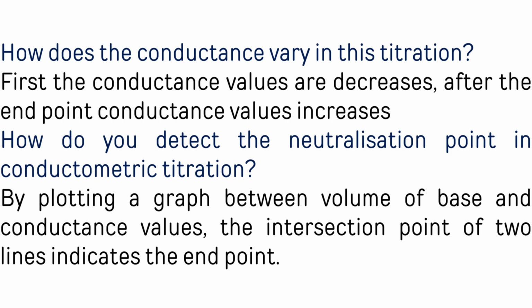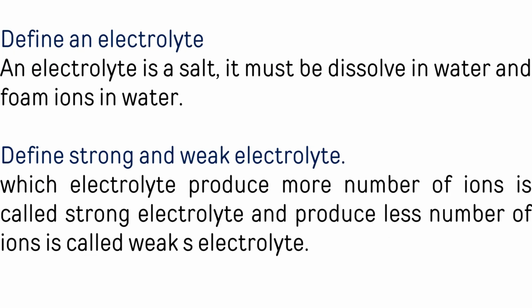How do you detect the neutralization point in conductometric titration? By plotting a graph between volume of the base and conductance values. The intersection point of two lines indicates the end point. Define electrolyte. An electrolyte is a salt. It must dissolve in water and form ions in water.